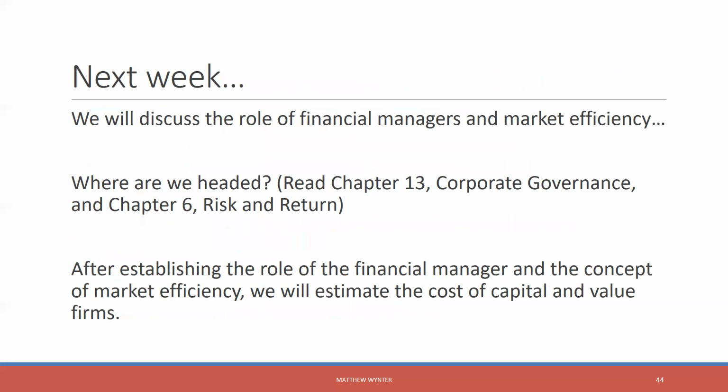Okay, what's next? Our next lecture will cover the role of financial managers and market efficiency. Where we're headed is going to be chapter 13 to discuss corporate governance and the role of the financial manager. And then also chapter 6 to discuss risk and returns. We're going to talk about what you do internally for the firm. And then we're going to look across many, many firms to look at our home market. And we'll use that when we think about risk and return. After establishing the role of the financial manager and the concept of market efficiency, we'll estimate the cost of capital and we're going to start to value firms.